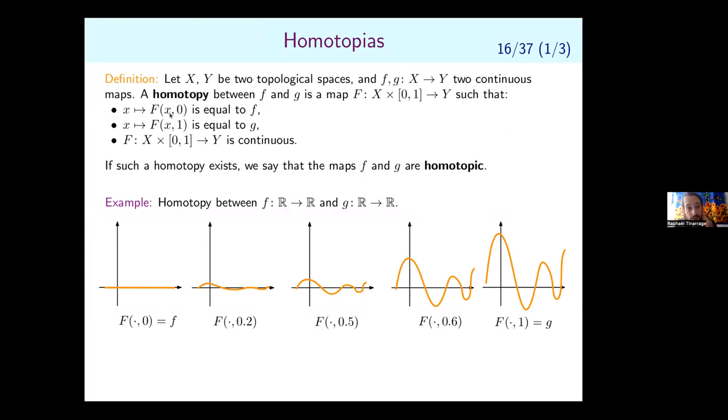If you take time equals 0, then the restriction of this map must be equal to F. If you take time equals 1, then the restriction must be equal to G. And the whole map, big F, must be continuous also. If you can find a homotopy between two maps, you say that the maps are homotopic. So what does that mean? It's simply a continuous interpolation between F and G, right? For instance, here I took the map F. This is a zero map from R to R. Here is this G, sinusoidal kind of map like this. And my homotopy, you see, it's simply this linear interpolation between F and G.